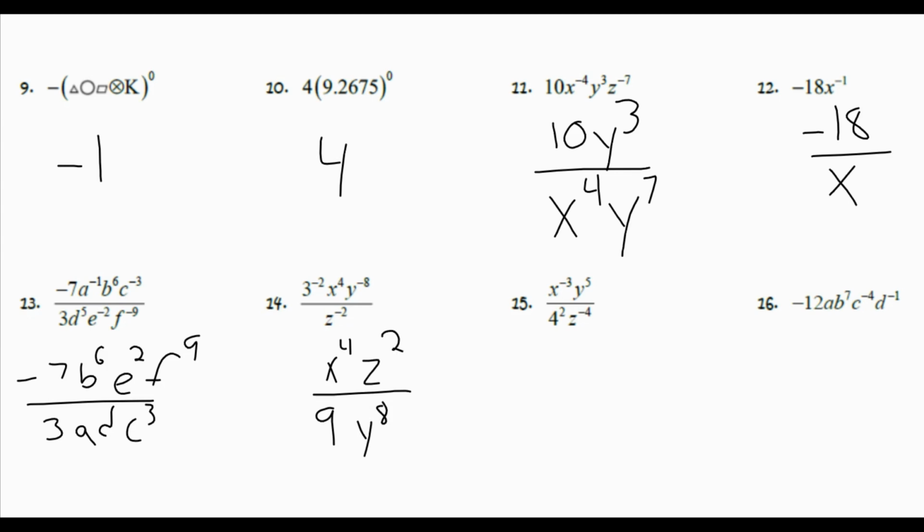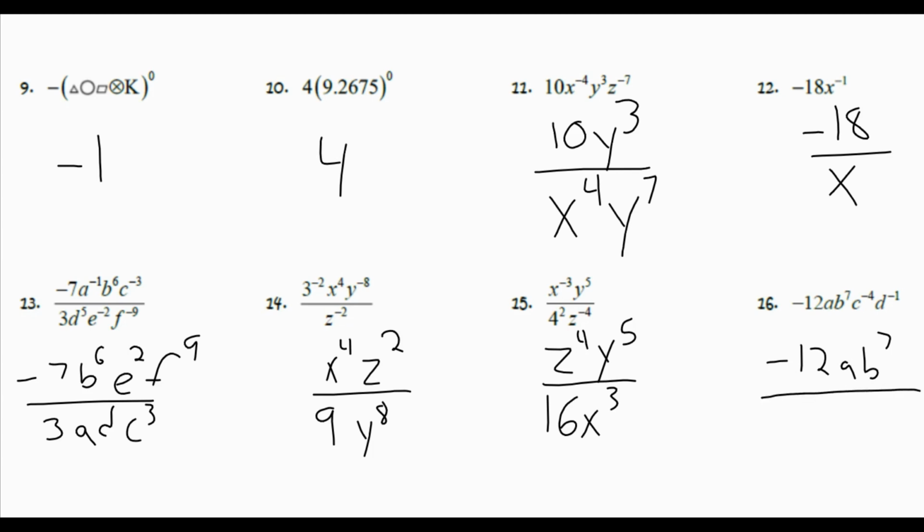Number 15, x to the negative 3, y to the 5 divided by 4 squared, z to the negative 4. 4 squared would stay in my denominator. 4 squared is 16. It would be accompanied with x to the third, and then z to the negative 4 would go to the top, and y to the 5 would stay in the top. So z to the 4, y to the 5 divided by 16x cubed. And 16, negative 12, a, b to the 7, c to the negative 4, d to the negative 1. I'd have negative 12, a, b to the 7, and then c to the 4, d to the 1 would go to the denominator.